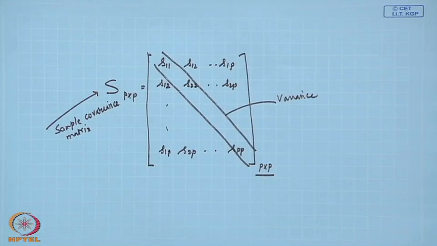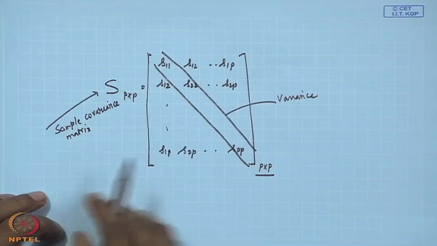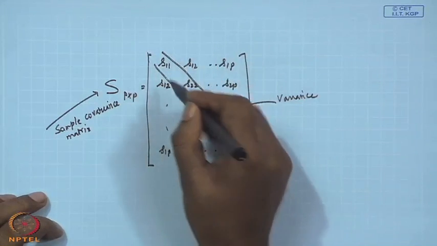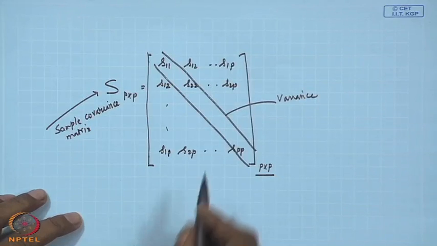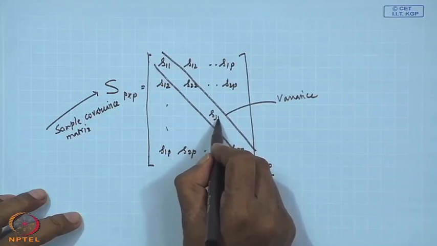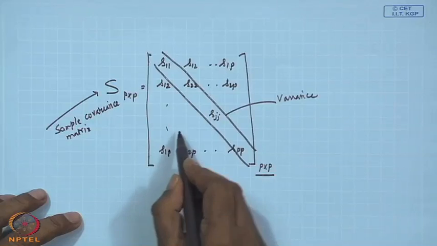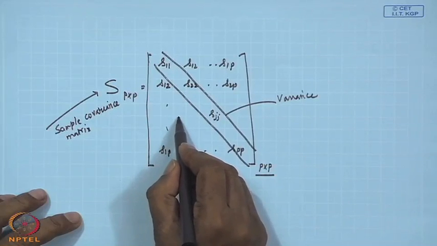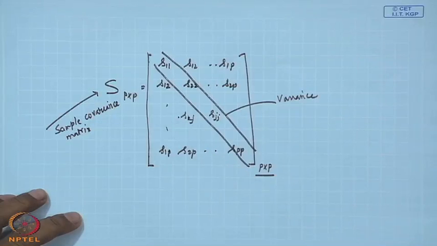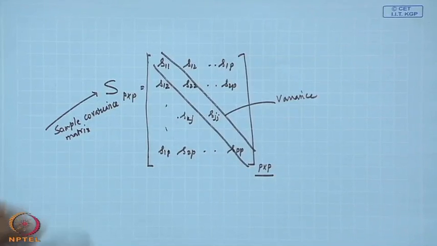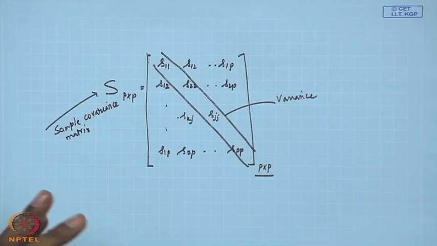Variance and covariance part. How do we calculate S11, S12 like this, all the elements of this matrix? So, the general one here will be Sjj, and somewhere here maybe Skj will be there, or Sjk.